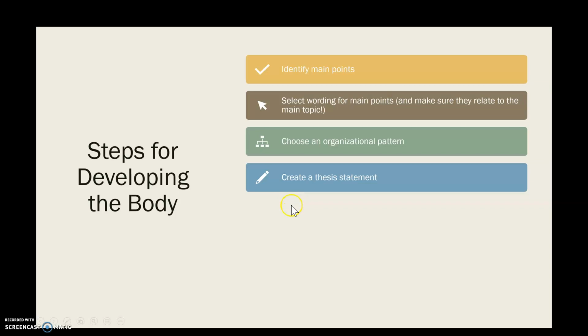Then you create a thesis statement. I would actually create the thesis statement before nailing down the organizational pattern, because often the thesis statement will help you figure out the organizational pattern.